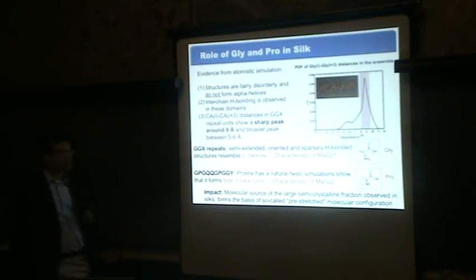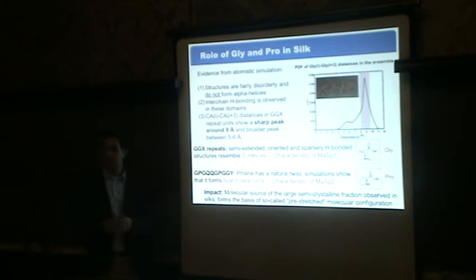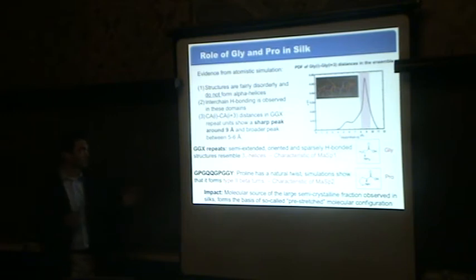with the experimental results. So the basic bottom line here is you have two peaks, one is around 9, the other is a lower peak around 5 to 6. And this confirms that the GGX repeats we have form these long elongated structures which are semi-extended, oriented, and sparsely hydrogen bonded. So it's not like the crystals, but it's somewhere between fully amorphous and fully crystalline, which is related to some of the experimental observations.